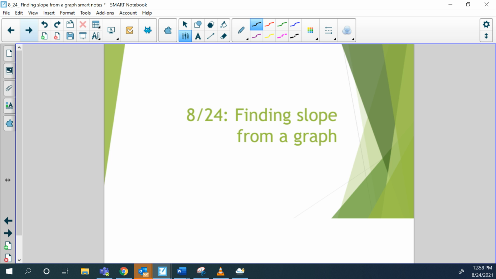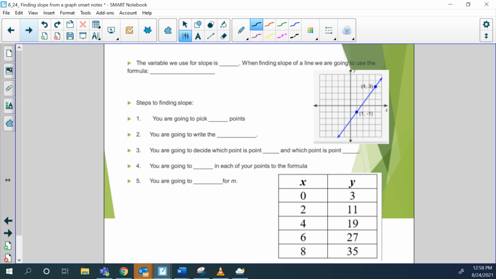All right, today's lesson is we're going to find the slope from a graph or table. And this you all have done in 8th grade, so it's not the first time you've seen this. So when we find the slope, we use m for the variable. M is the variable for slope. And when we find the slope of a line, we use the equation m is equal to y2 minus y1 over x2 minus x1. Now, when we find the slope of a line, we're going to need 2 points, either from the graph or from the table.